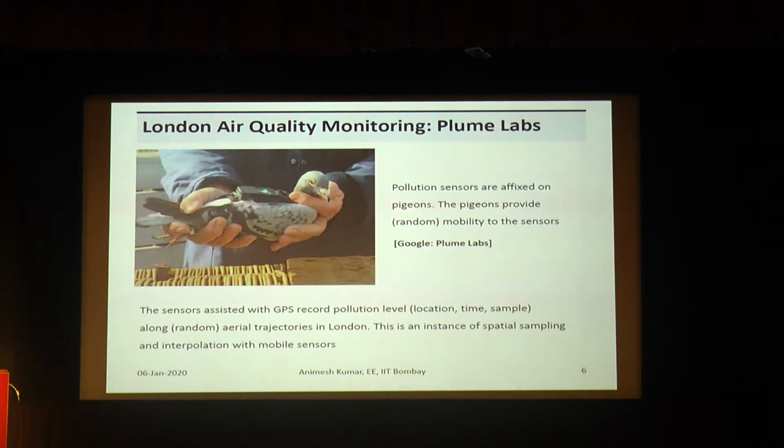So this is an instance of, let's say, a mobile sensor, because the sensor is moving along with the pigeon. And what is of interest here, for Plume Labs, is to sample and interpolate the entire pollution field or spatial field over London's airspace.